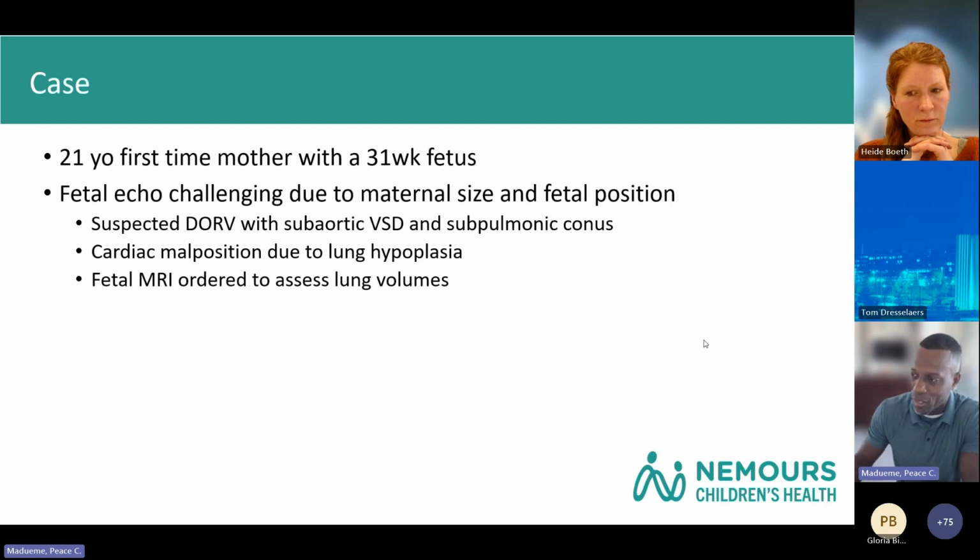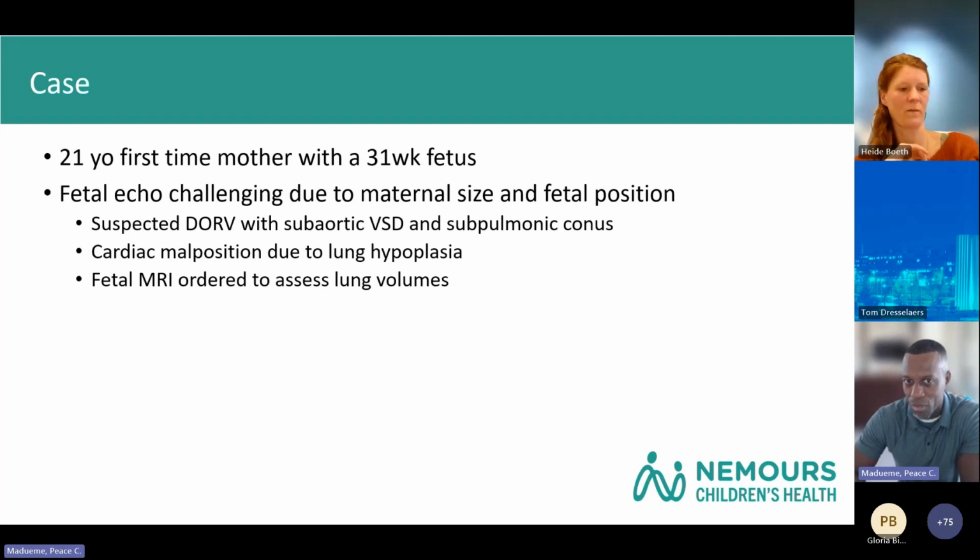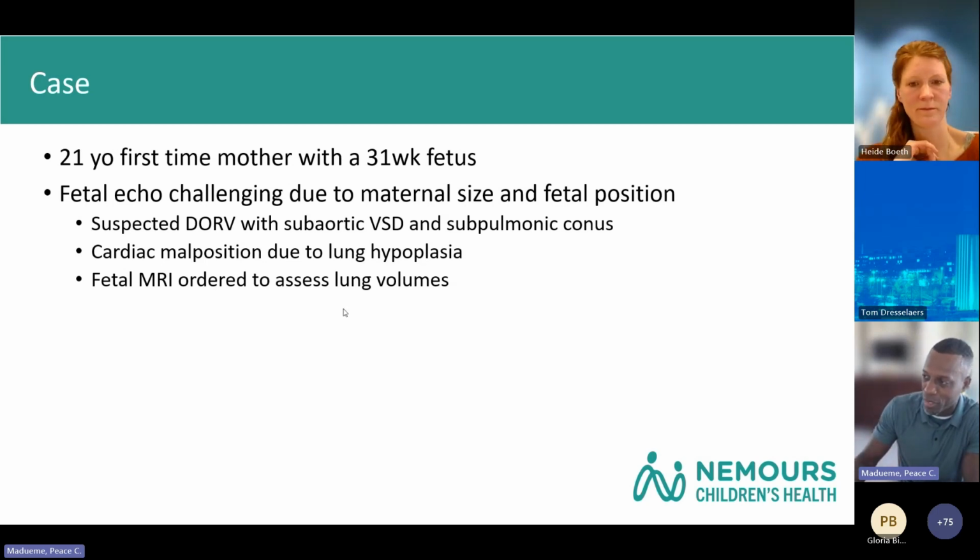And so we piggybacked on that to do a fetal cardiac MRI to try and figure out the anatomy a little bit better. And I will say this was our first proper fetal cardiac MRI. And so the fetal MRI was truncated. They did very limited sequences to try and shorten the time so that we could focus more on the heart.